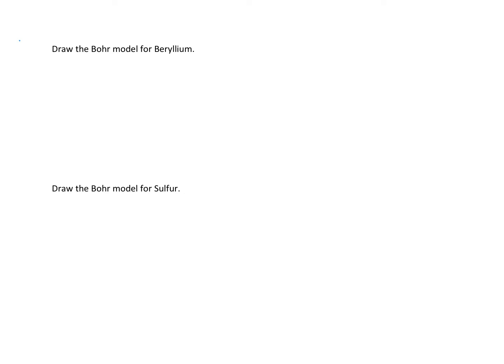All right, in this video, we're going to learn how to draw a Bohr model for an atom. A Bohr model is just a model, an approximation kind of showing where the electrons are in the atom. The first thing we're going to do is, it's beryllium. So we're going to look up beryllium on the table.